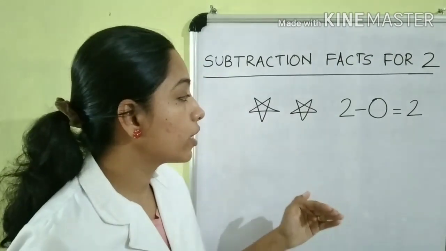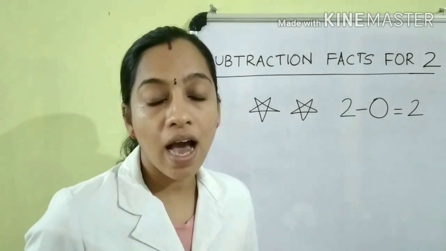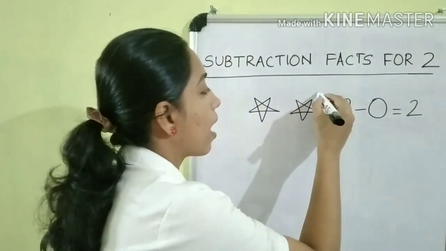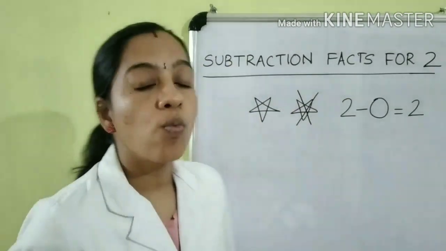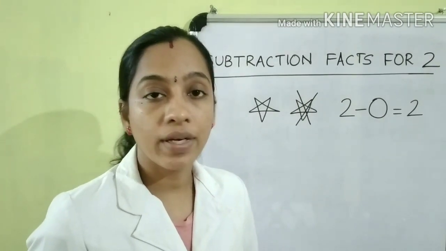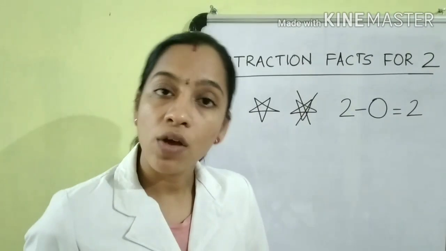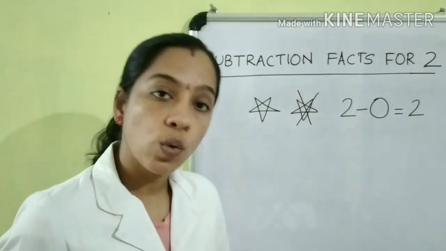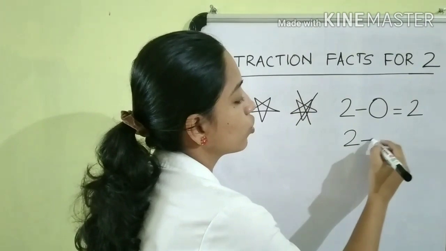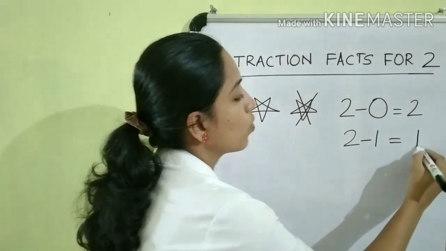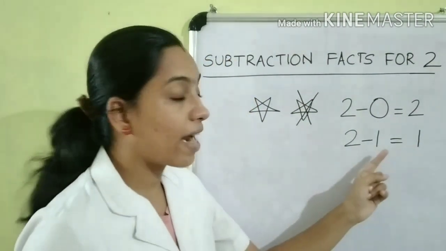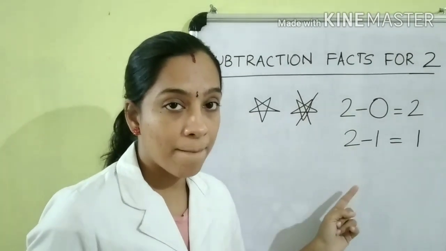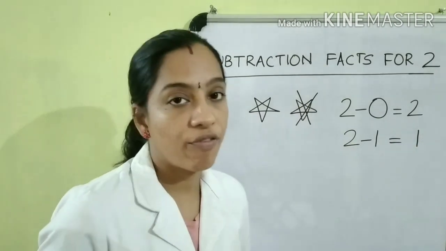Next, I am going to subtract 1 star from these 2 stars. For that, I will cross out 1 star. Then how many stars left here? 1 star. That is 2 minus 1 is equal to 1. So we can write here 2 minus 1 is equal to 1. This is another property. That is, subtracting 1 from a number gives the number before.